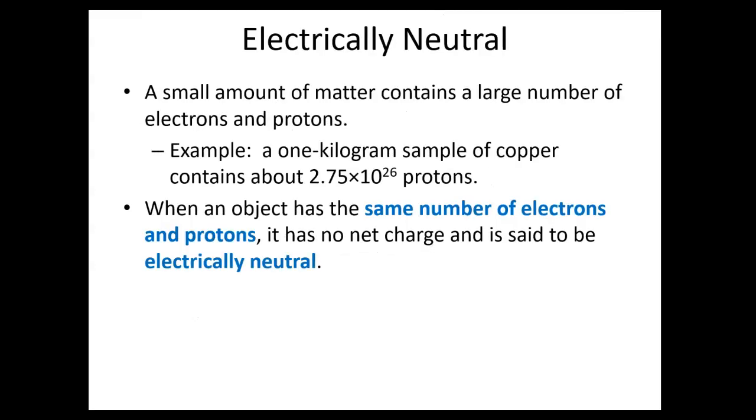So all matter contains a large number of both electrons and protons, and it's very common for an object to be electrically neutral, which means that the object has the same number of electrons and protons. So the positive charge of the protons is balanced by the negative charge of all of its electrons. It has a net charge of 0.